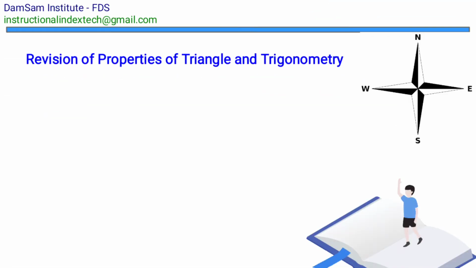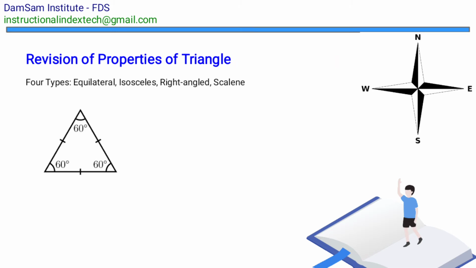So let's proceed to the next slide. We want to have a revision on properties of triangle and trigonometry. We have 4 types of triangle as we know it. We have the equilateral triangle, the isosceles triangle, the right angled triangle, and the scalene triangle. Considering the equilateral triangle where all 3 sides are equal, the reason why we are doing this revision is because as we proceed to study bearing and distances, we are definitely going to have shapes that come in form of triangle.